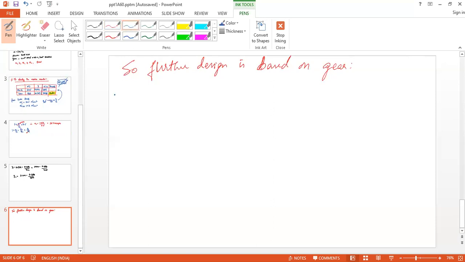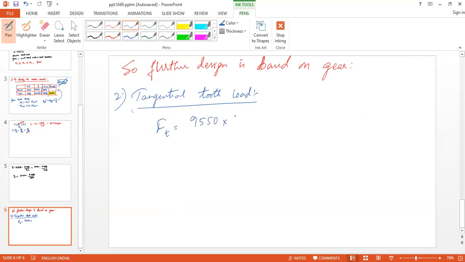Now what is the second step? It is tangential tooth load. So what is the equation for that? Ft is equal to 9550 into P into Cs by N2 R2.